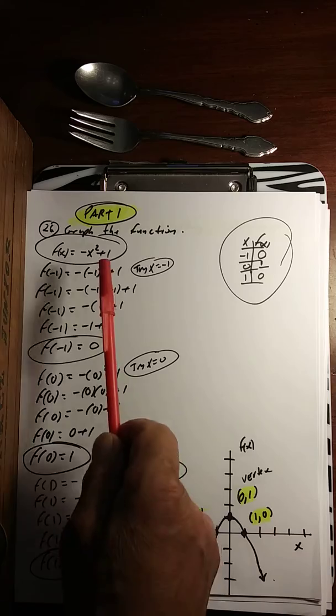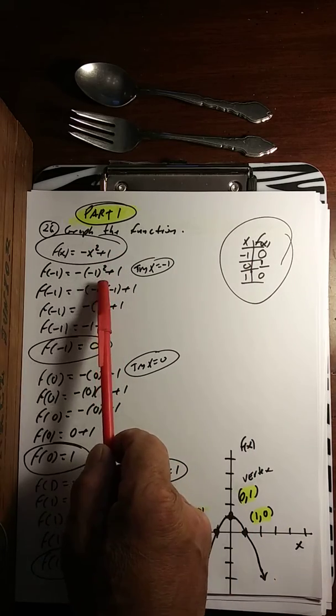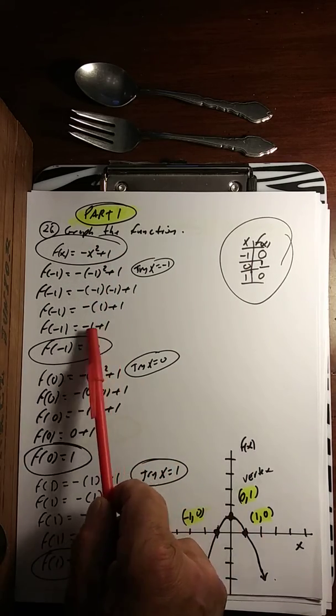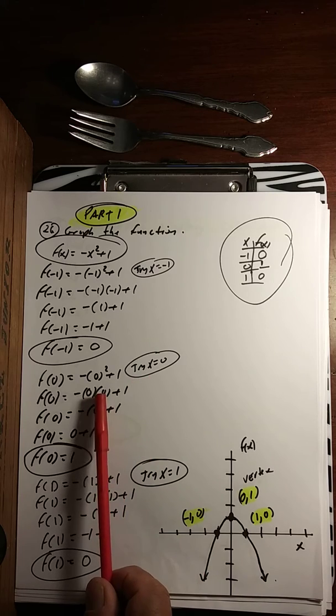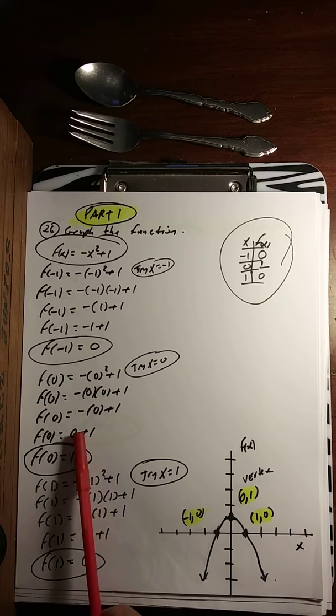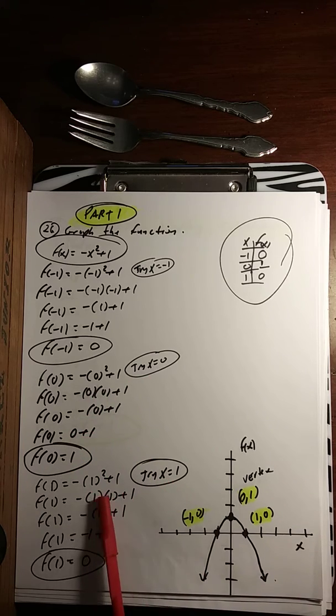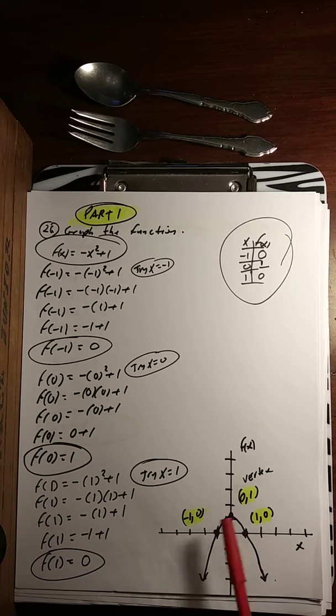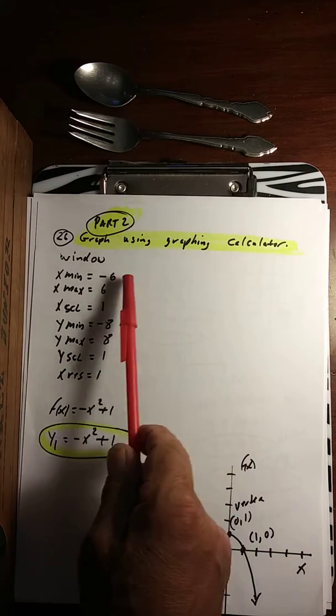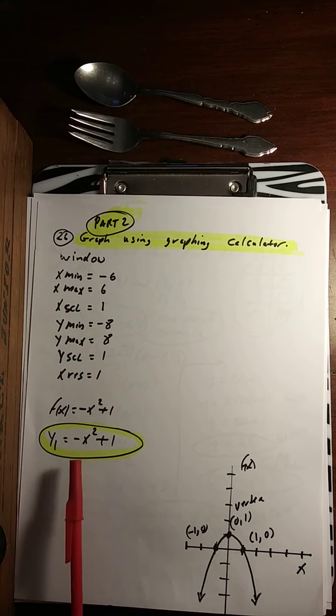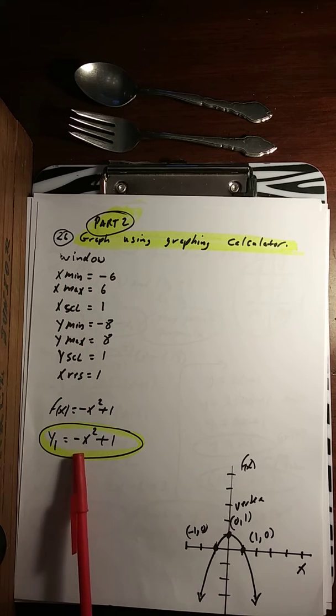Graph the function. Put 0, negative 1 in there. Negative 1 times negative 1 is 1. 1 times that. Negative 1 plus 1 is 0. 0 in there. 0 times 0 is 0. 0 plus 1 is 1. Put a 1 in there. 1 times 1. Negative 1 plus 1 is 0. So there's a graph. 1, 0, 0, 1, 1, 0. Graph using graphing calculator. Set the windows. Put it in there like this. Y1 equals negative x squared plus 1.